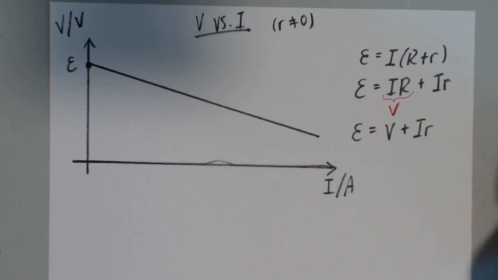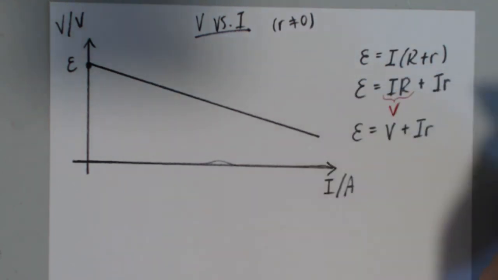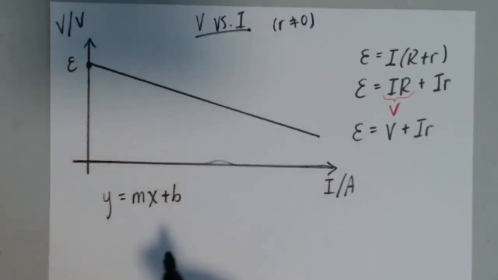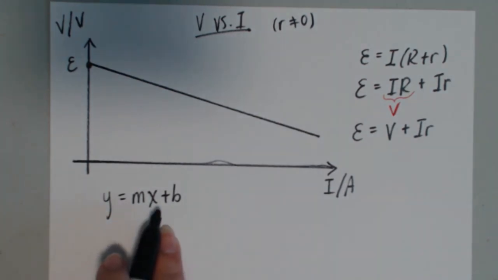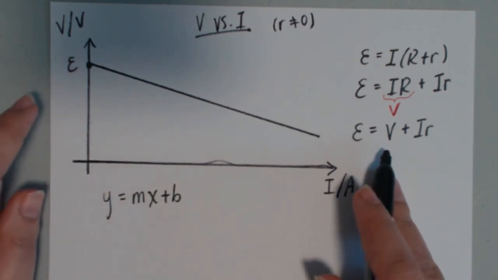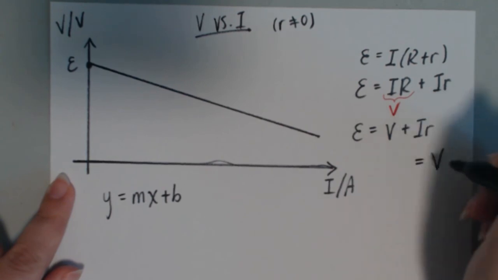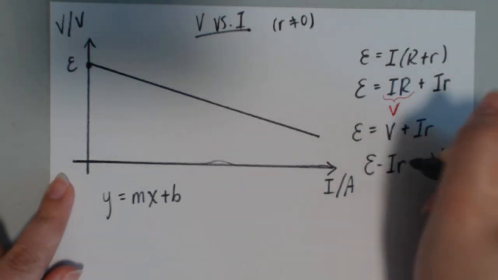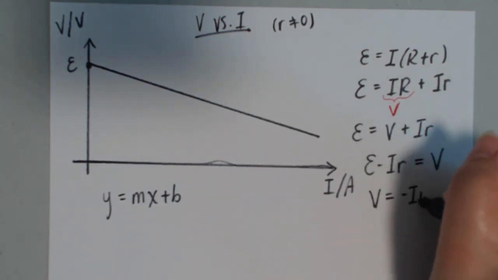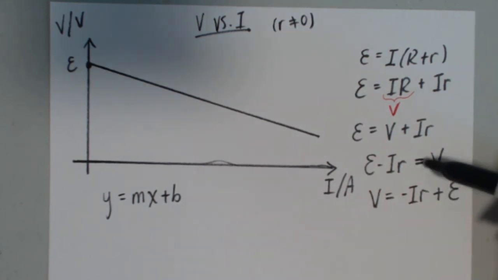What I'm trying to do is get this in the form y equals mx plus b so that you can see how this relates to this graph and what information this graph actually tells us. If I want something in the form y equals mx plus b, I need whatever is on the vertical axis isolated on the left and whatever's on the horizontal axis on the right. V is on my vertical axis, so I'm going to get that on its own by subtracting Ir from both sides. Just to make it look nicer, I'm going to write V on the left, put the negative Ir first, and then write plus epsilon. These two lines are exactly the same, so don't get thrown off by that.